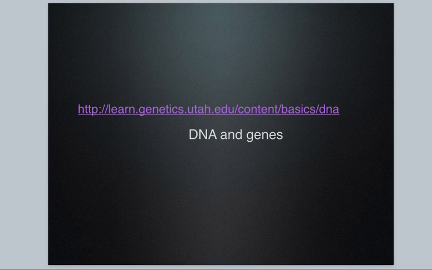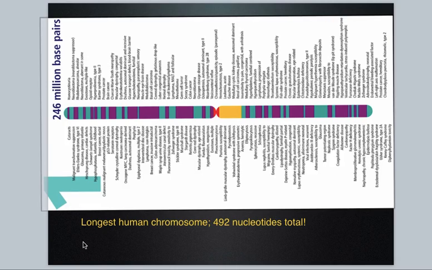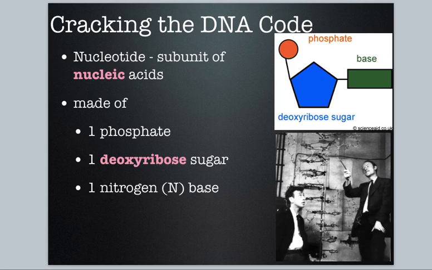Okay, this is chromosome number 1 for humans. It is the largest of all of our chromosomes. Every line going above this chromosome is the name of one gene. Every line below the chromosome is also one gene. Okay, we'll come back to this a little bit later. It doesn't mean so much to you now. So let's look at cracking the DNA code.